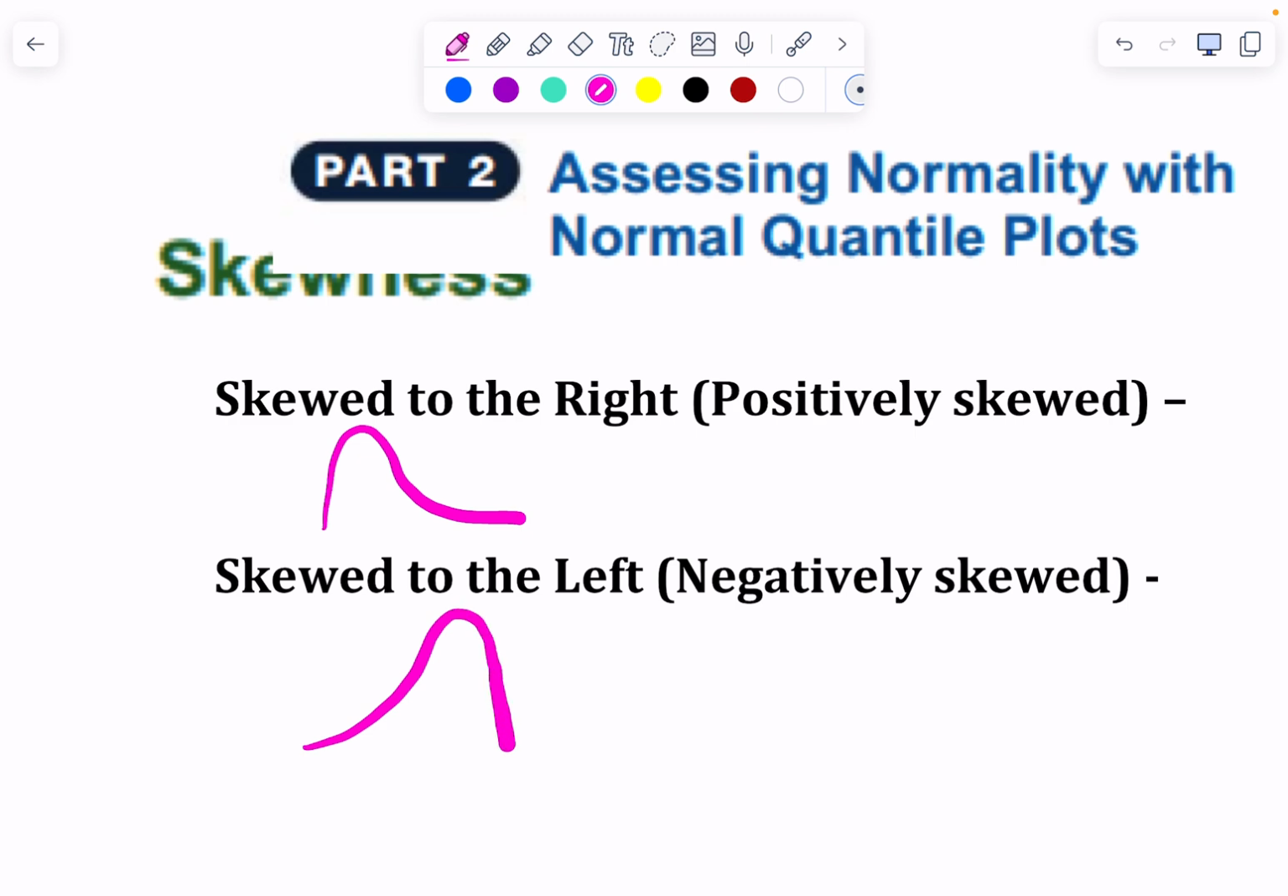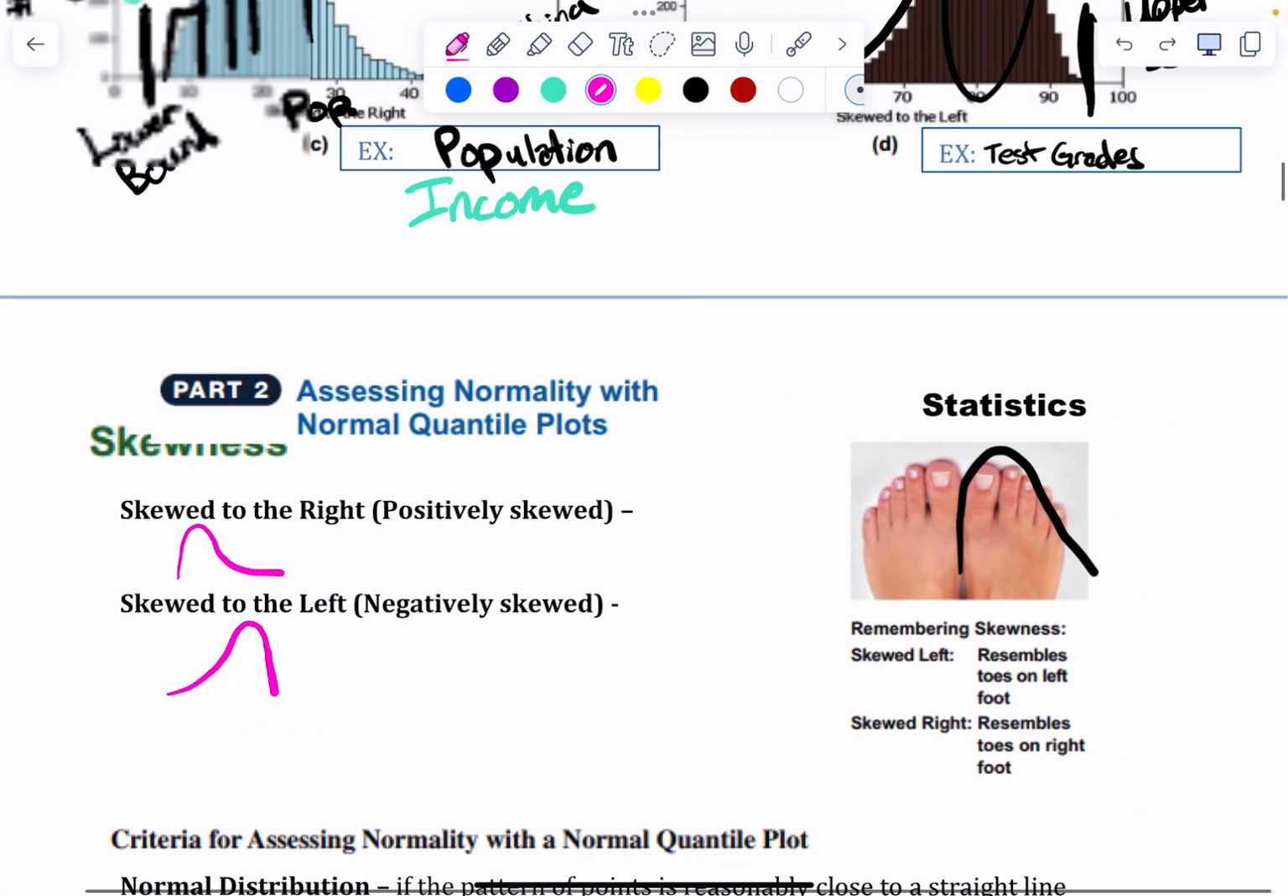Here's skewed to the right and skewed to the left. Positively skewed, negatively skewed. Positively skewed, I'm thinking that's more on the negative side. Negatively skewed, that's more on the positive side, but it's backwards. It's backwards of what you think, okay?